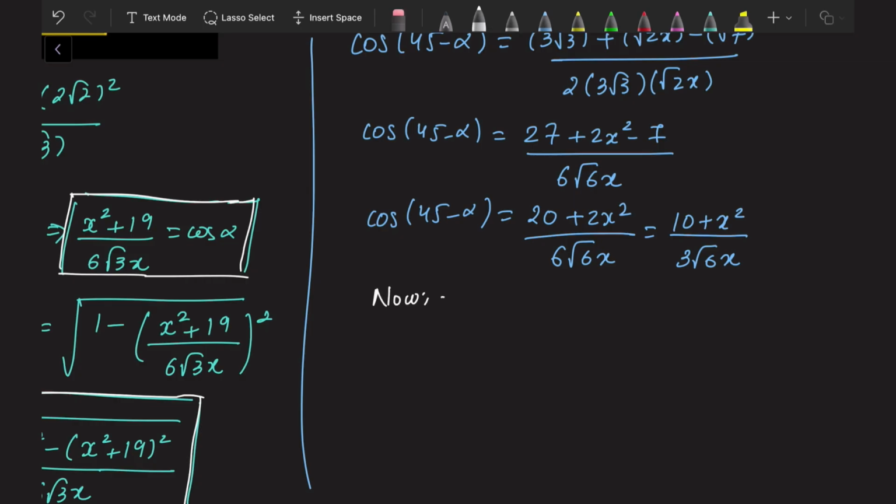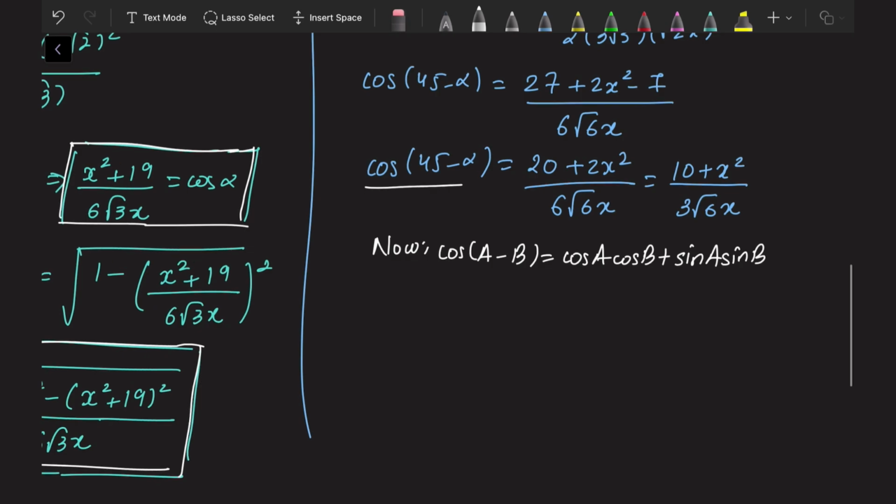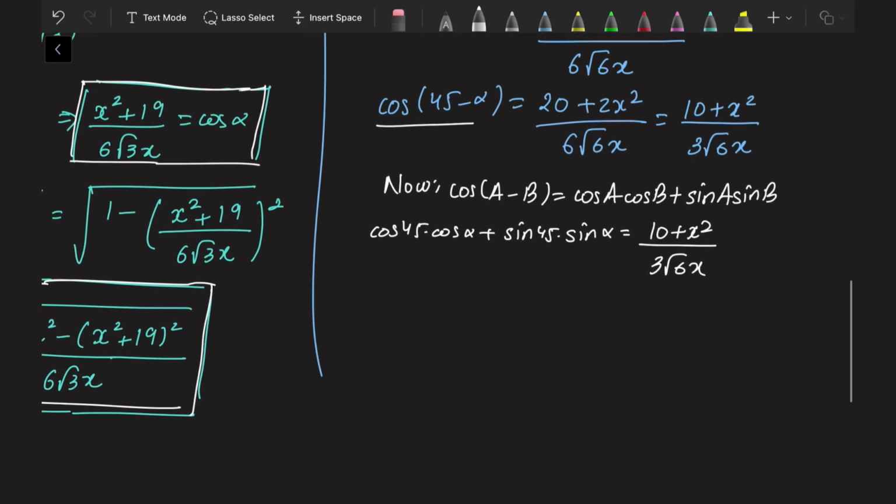Now look carefully. What we have is the value of cos a minus b. It's a trigonometric identity that breaks down as cos a cos b plus, as it is negative, it is positive over here, sin a sin b. So in the LHS we have cos 45 minus alpha, hence it can break down as cos 45 into cos alpha plus sin 45 into sin alpha, and it would still be equal to 10 plus x square divided by 3 square root of 6x.